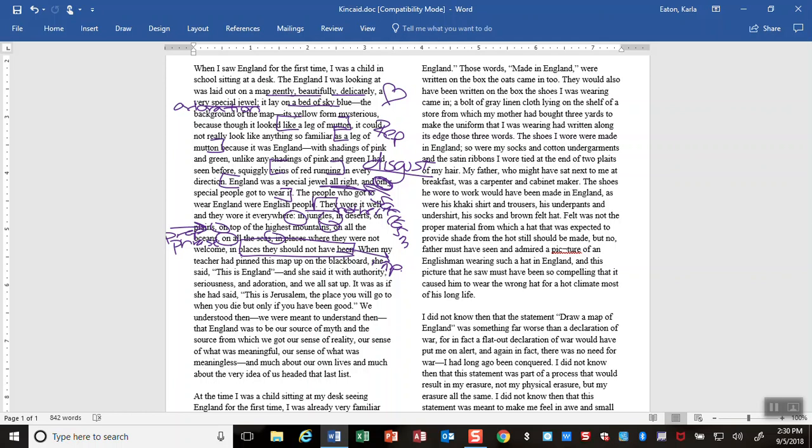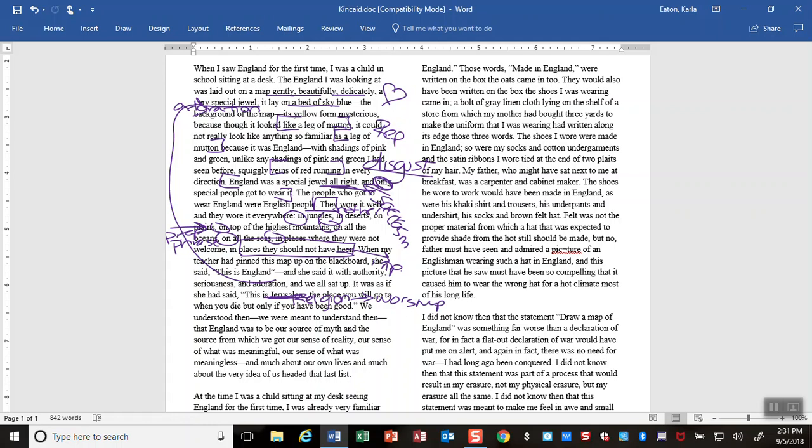When my teachers had pinned this map up on the blackboard, she said, "This is England." And she said it with authority, seriousness, and adoration, and we all sat up. And there we go back to this idea of adoration. The teacher is presenting it that way, but she is seeing it differently. It was as if she had said, "This is Jerusalem, the place you go when you die, but only if you have been good." And again, here we go with this idea of religion and worship, because the teacher is obviously worshiping the nation that is controlling Antigua.